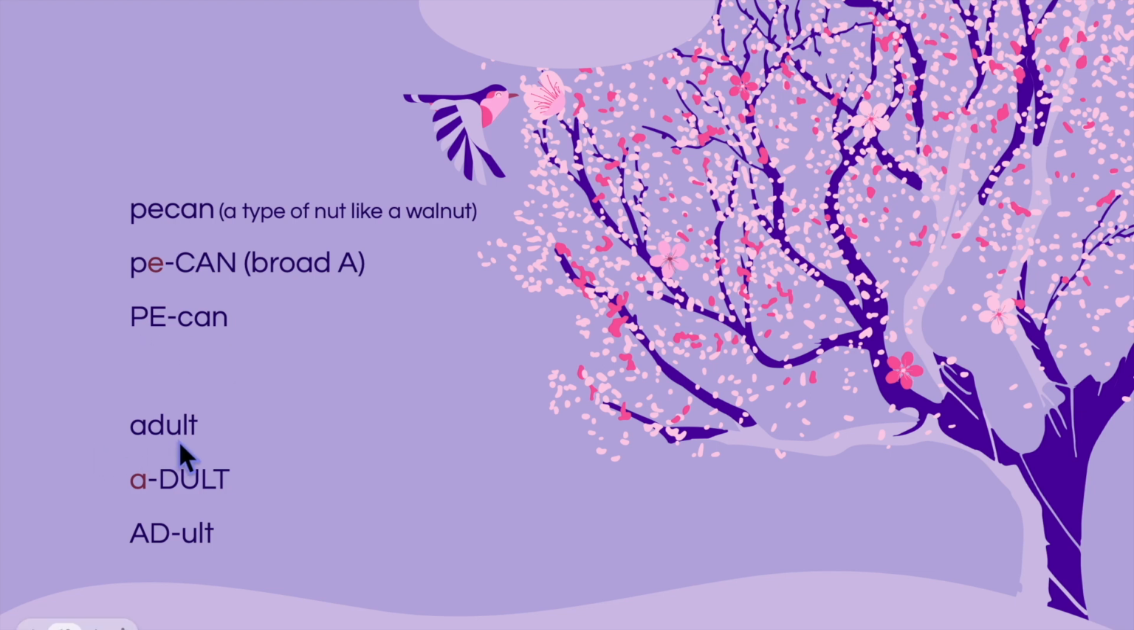One final example is this word. In most of the U.S., people say this word as adult, where the A schwas and the second syllable is accented. Listen again, adult. There are some people that pronounce it adult, where the first syllable is accented, and instead of having a schwa sound, it's a short A. Listen again, adult, adult.